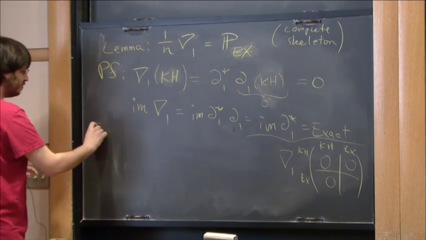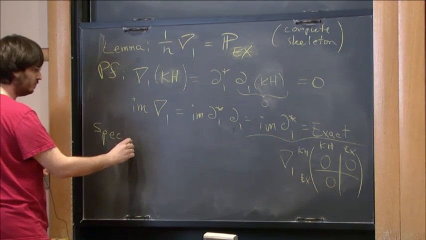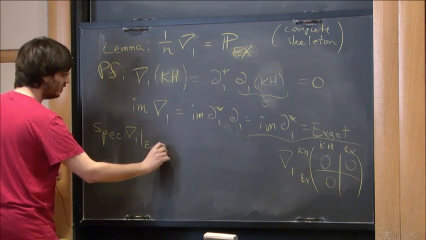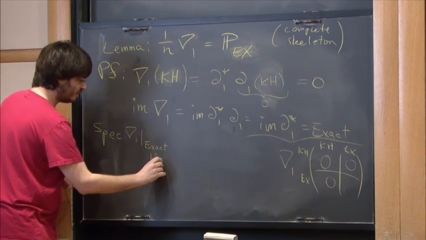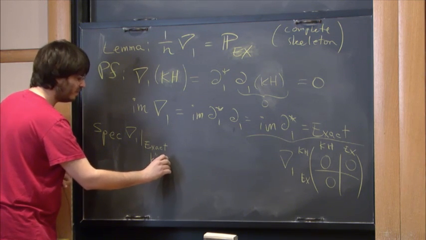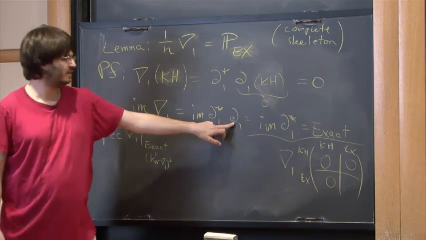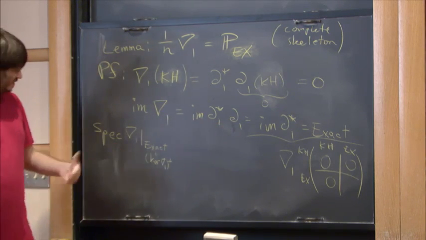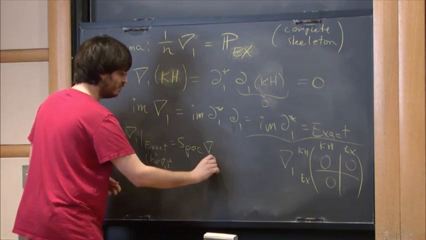So I want to understand the spectrum. And the spectrum of delta 1 restricted to the exact, because the exact is exactly the orthogonal complement of the kernel, right? The kernel is the kernel of del 1, which is, by definition, the Kirchhoff, and the complement is the exact. This means that this is just a non-zero spectrum.